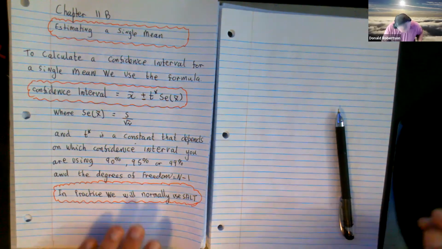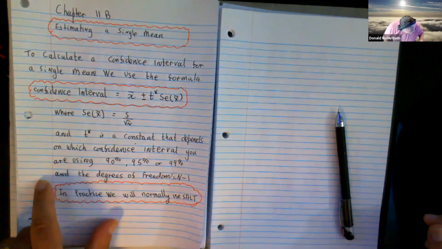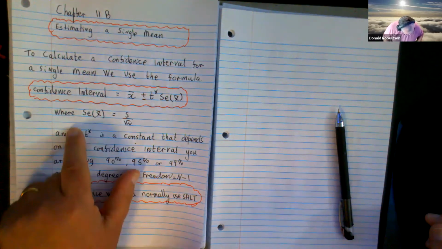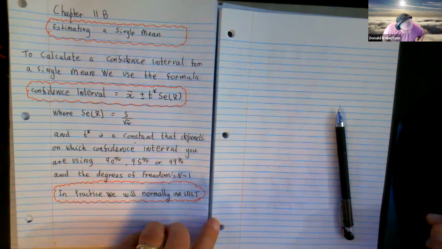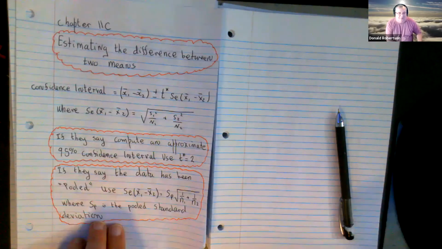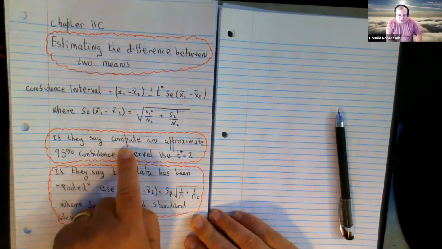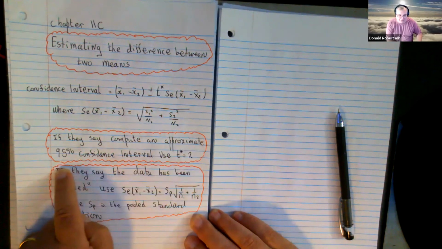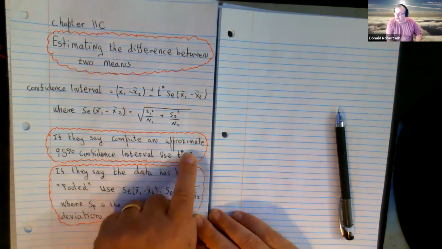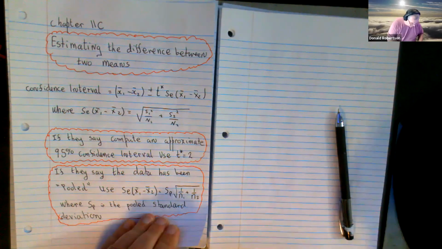Did I write that in my notes? I think I did, didn't I? Oh, I apologize. Oh, here we go. My other notes. This is for the next section. So if you ever see approximate 95% confidence, use 2. Okay, so that's just a little note to self.